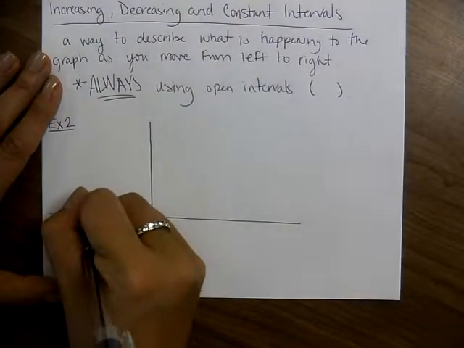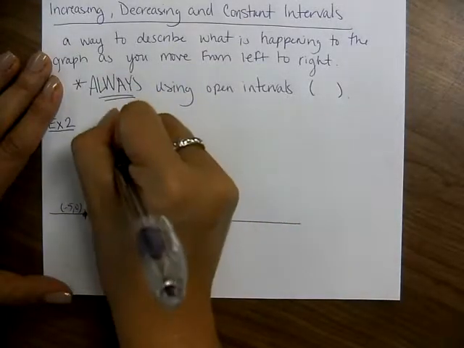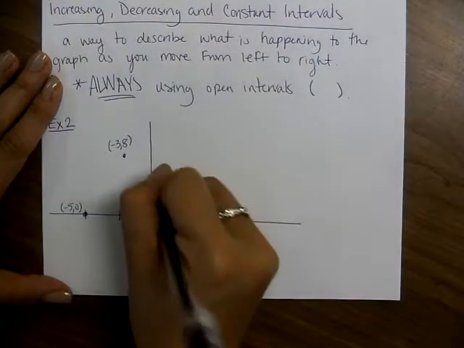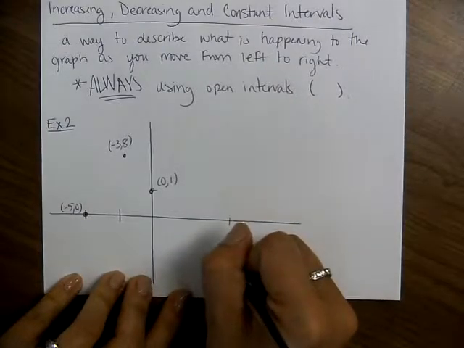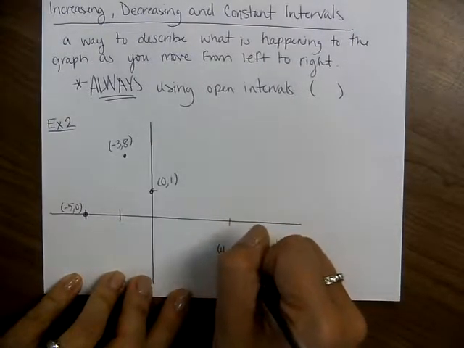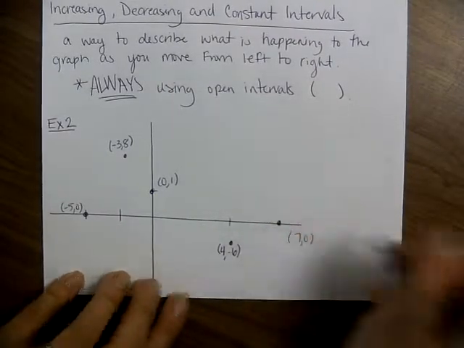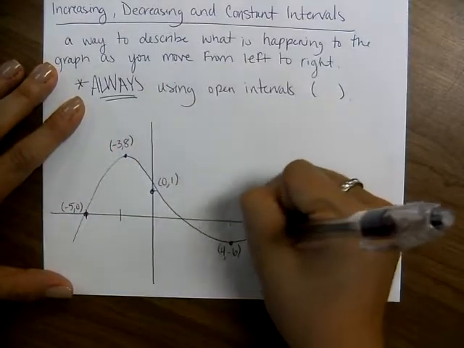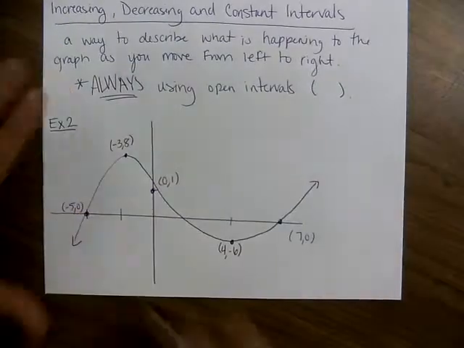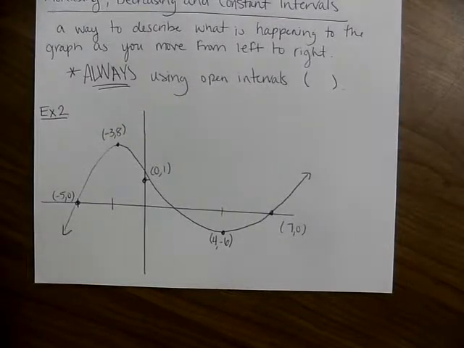Let's put this point at -5, 0. Let's graph this way up here at -3, 8. We'll come to 0, 1. We'll call that point -6 down here. And 7, 0. All right, so just make a quick sketch there. It doesn't really have to be to scale. We just want to make sure those points get labeled so we can describe it.